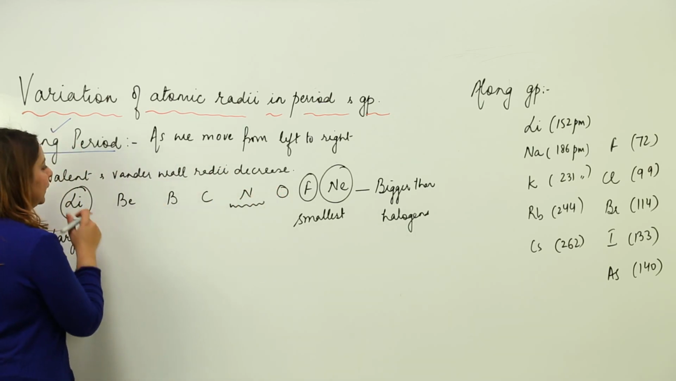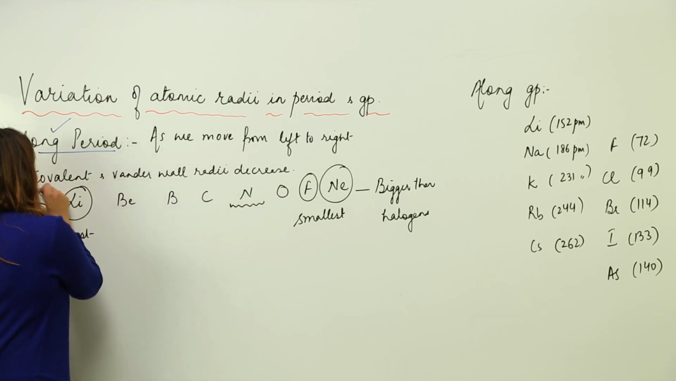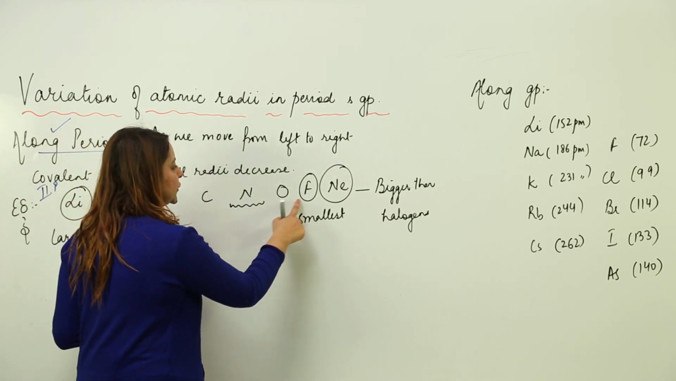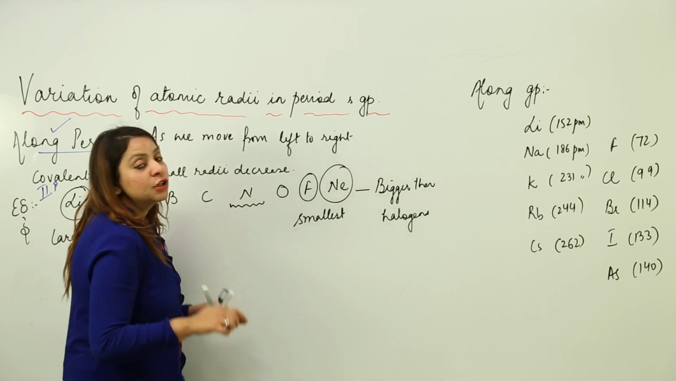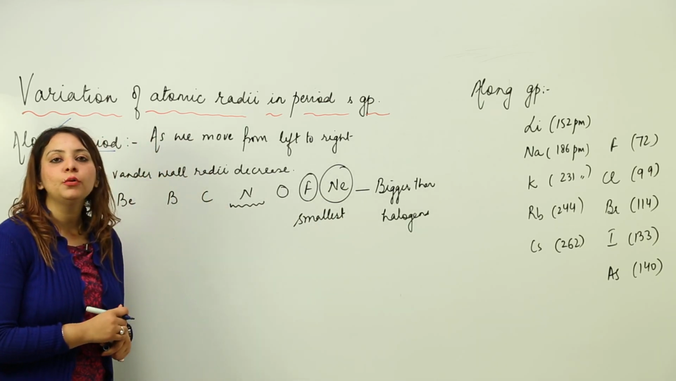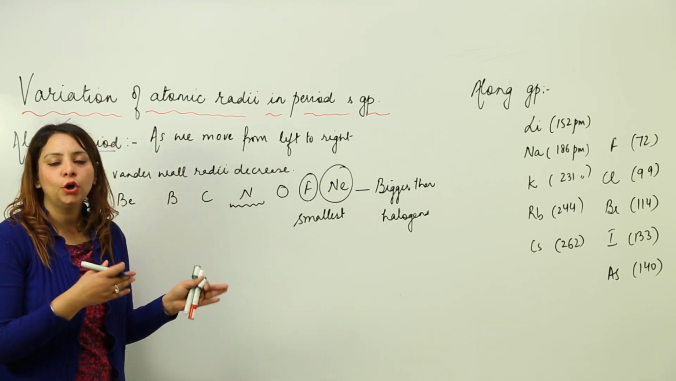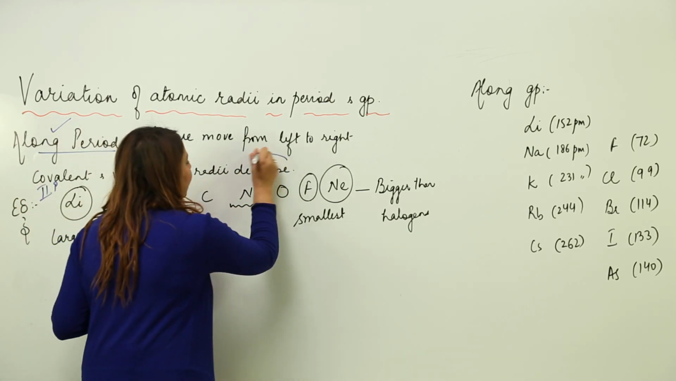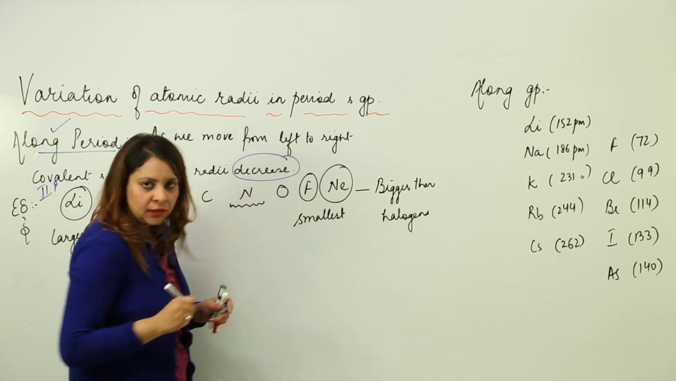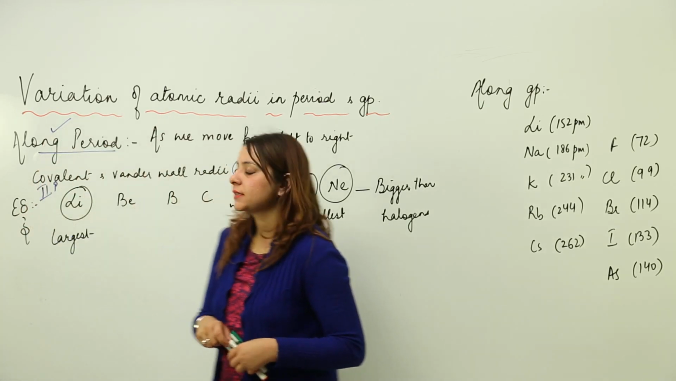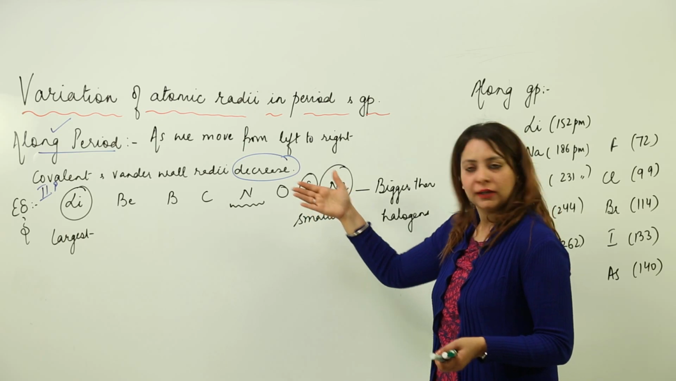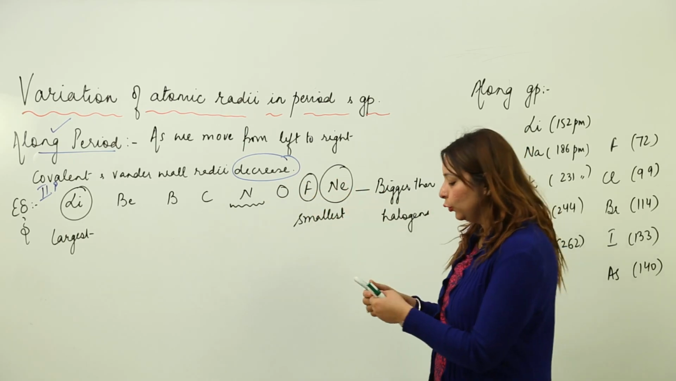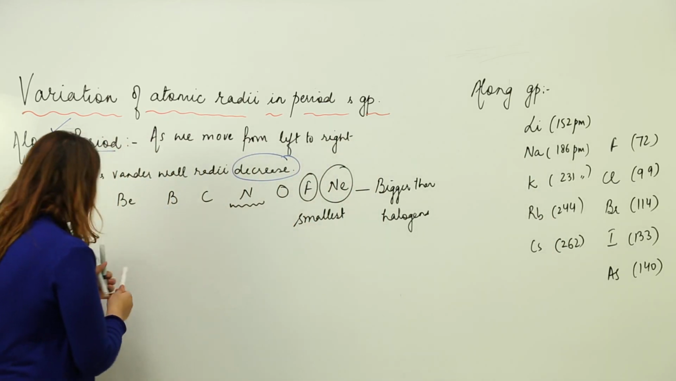I have taken here an example of the second period, that is lithium, beryllium, boron, carbon, nitrogen, oxygen, fluorine and neon. If we talk about the variation of atomic radii along the period, we'll see that as we move, the atomic radii always decrease. Let me take an example of the second period to see why.